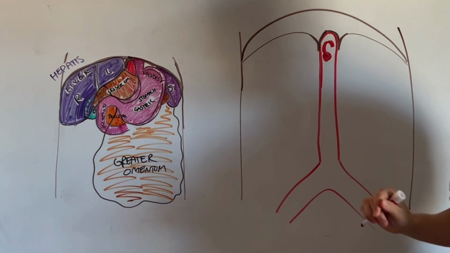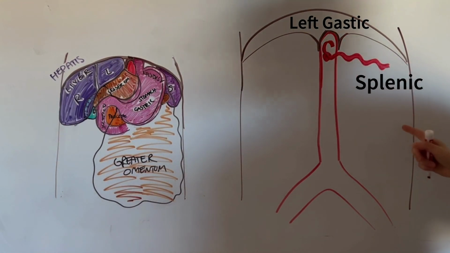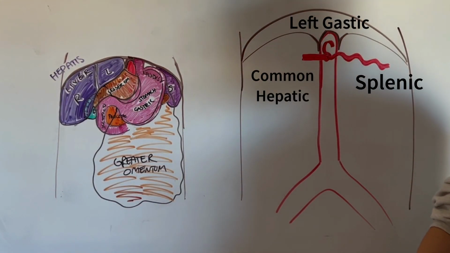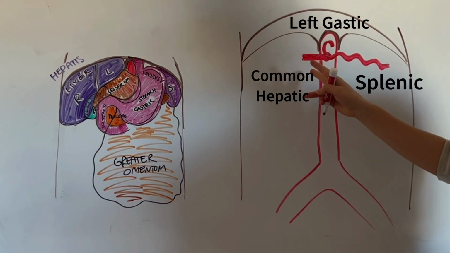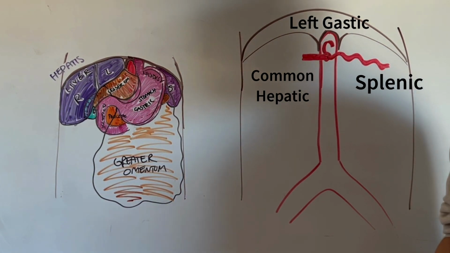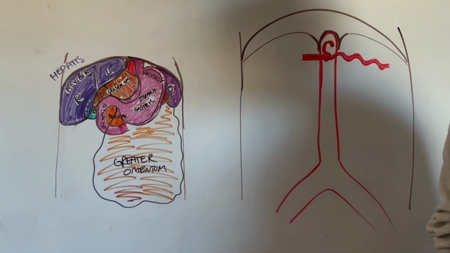So our three main branches include our left gastric, our splenic artery headed towards the spleen on the left side, and lastly, our common hepatic artery. So our common hepatic, splenic, and left gastric are the three main arteries of our celiac trunk. Now let's get into their branches.